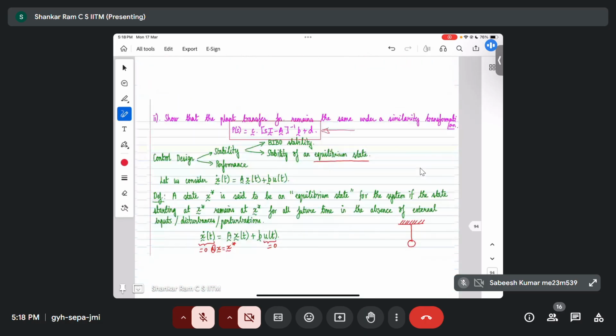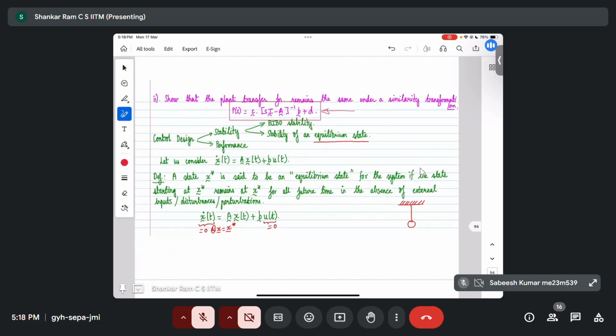And please note that even though we apply the similarity transformation, the eigenvalues of the original state matrix and the eigenvalues of the transformed state matrix remain the same. Okay, point number one. And the second point is that the plant transfer function is unique. So it doesn't matter what similarity transformation we use, the transfer function of the system, we have shown, will remain the same, irrespective of the similarity transformation that is used. Okay, so these are two important points.